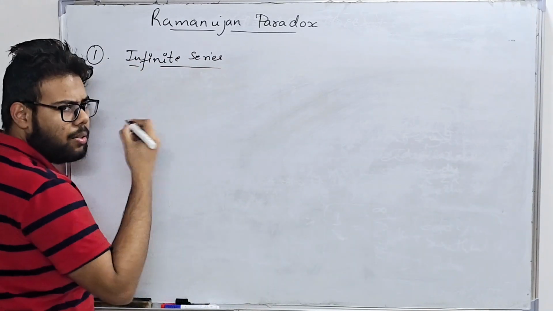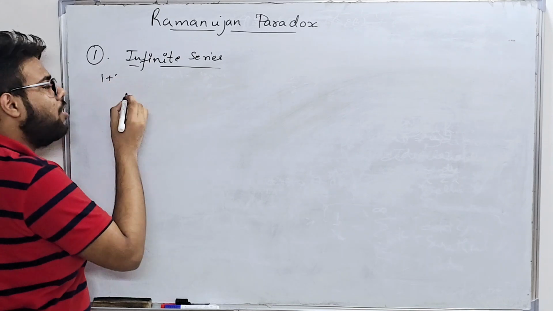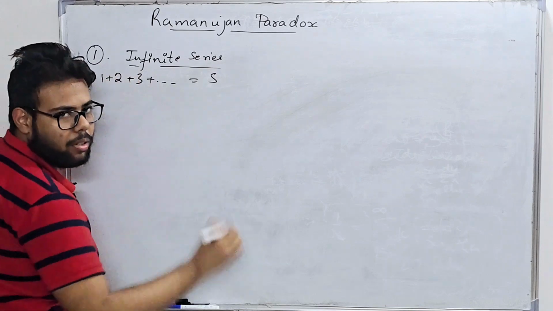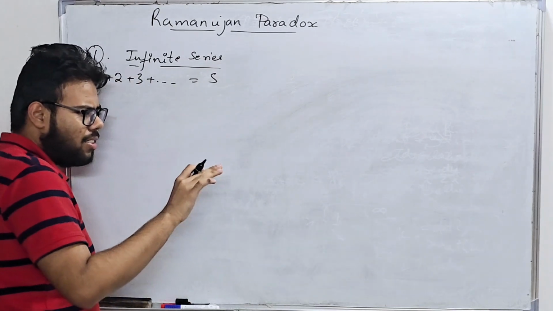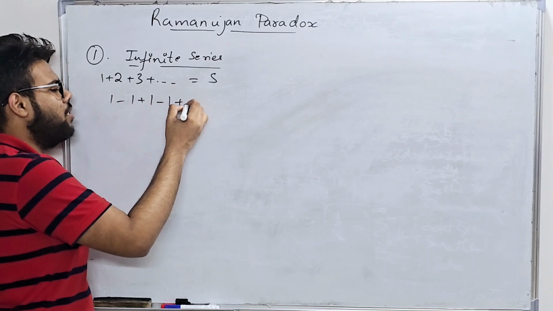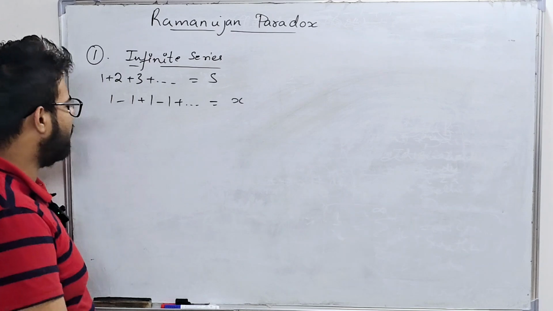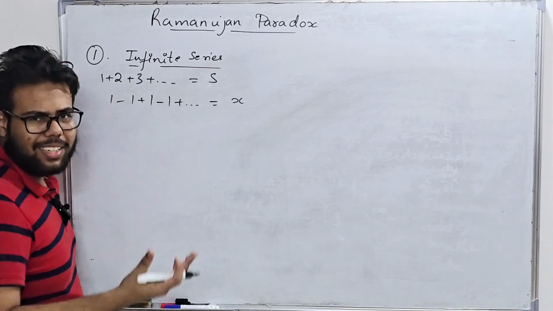So in this, how it goes, you assume a sum. For example, first of all, you have to set it equal to s, just for simplicity. And now take another series, 1 minus 1 plus 1 minus 1 plus, and set it equal to x, just for simplicity. Okay, why we have done it, you will see it later.